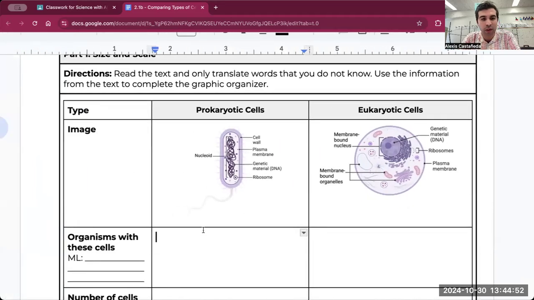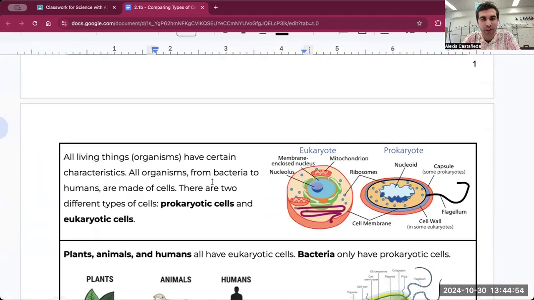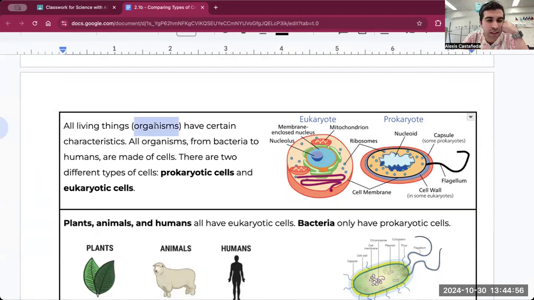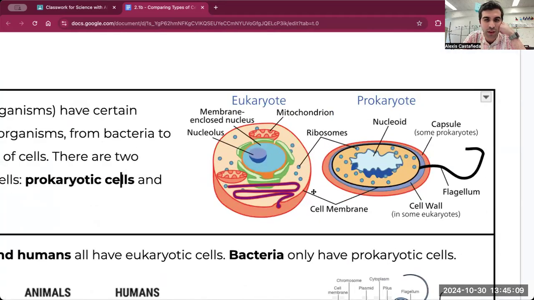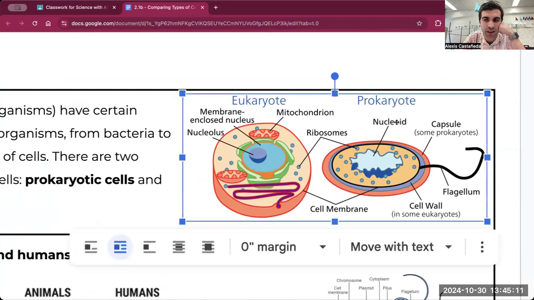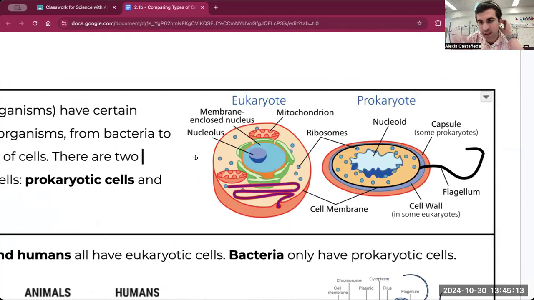So which organisms have these cells? Let's look down here. Okay, so it says here, all living things, organisms, so an organism is just something that's alive, have certain characteristics. All organisms from bacteria to humans are made of cells. There are two different types of cells, prokaryotic cells and eukaryotic cells. So this is what they look like. This is what a eukaryotic cell kind of looks like, and this is a prokaryotic cell. Again, these are obviously drawings. The cells don't actually look like that.